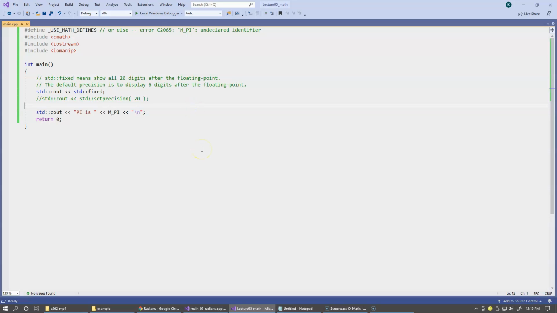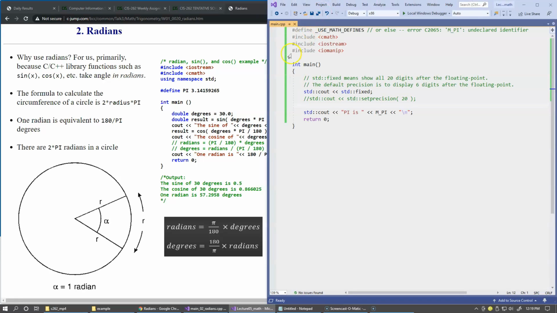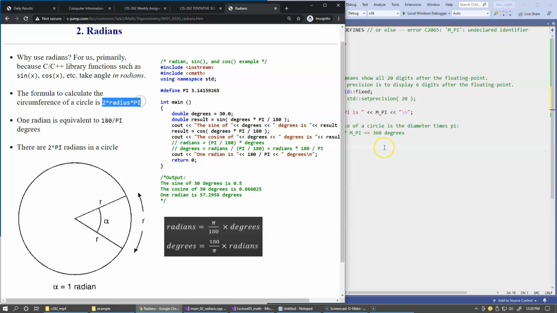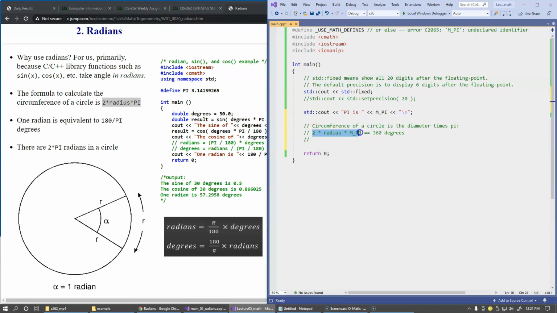And let's go back to our discussion about radians. First of all, we compute the circumference of a circle as its diameter times pi, right? Or 2 times radius times pi. And the entire circle over here is 360 degrees. So then we can rewrite this to get the size of the radius measured in degrees. And here, this is not C++, this is just a conventional fraction notation.